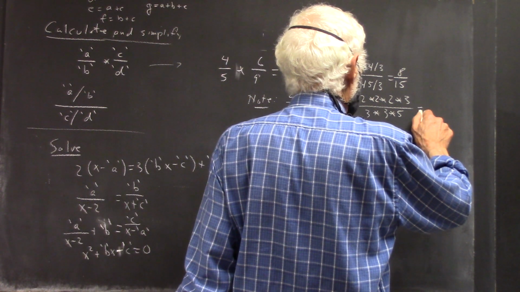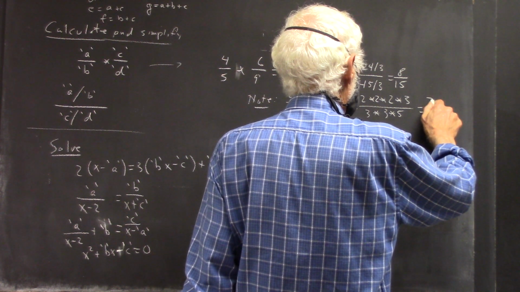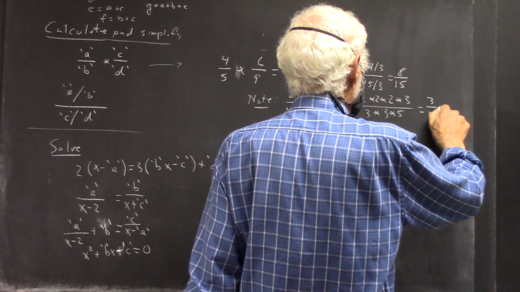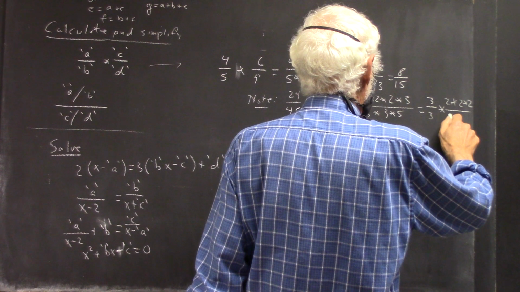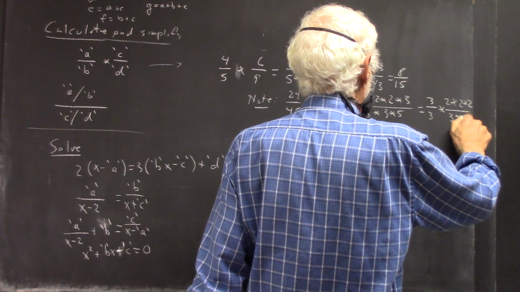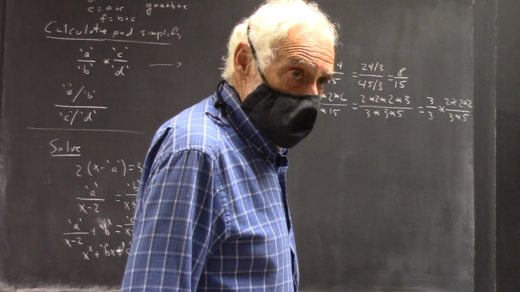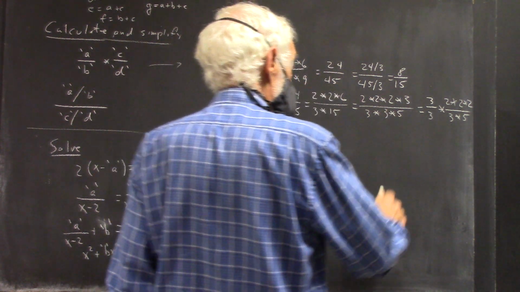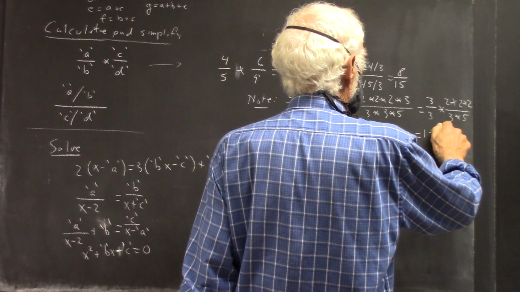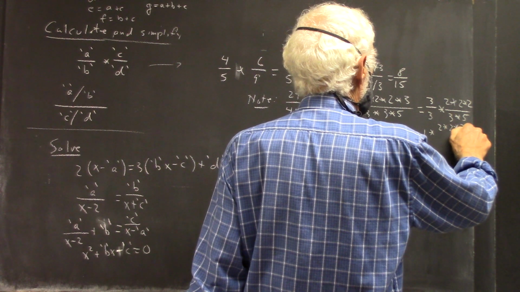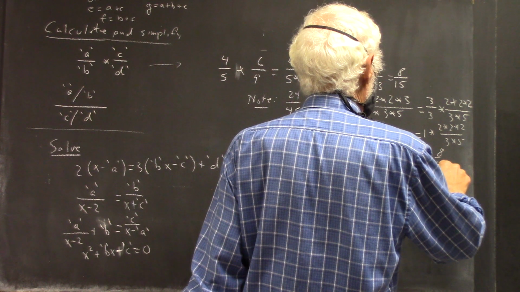Then you could write this as 3 over 3 multiplied by this, okay? And 3 divided by 3 is 1. And that's just 8 over 15.